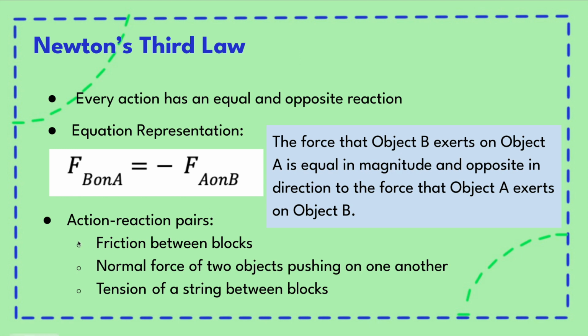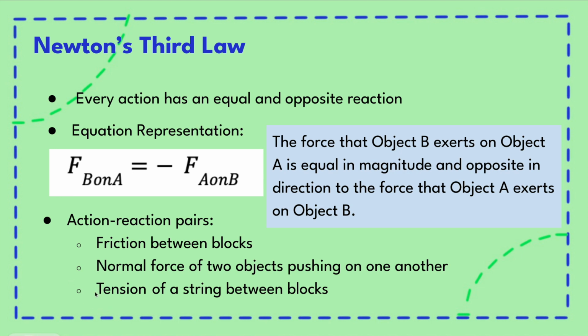Some common action-reaction pairs that you will encounter in AP Physics and you must know before taking the AP Physics exam is that friction between blocks is often an action-reaction pair. When two blocks are in contact and moving against each other, that's when we see this sort of action-reaction pair. Another example is the normal force of two objects pushing on one another. And we often see these when two objects are in contact because normal force is a contact force.